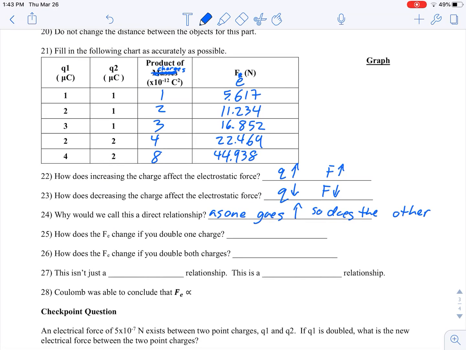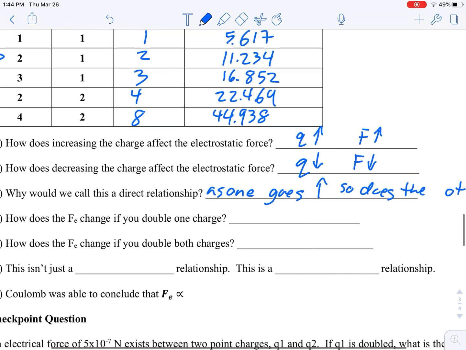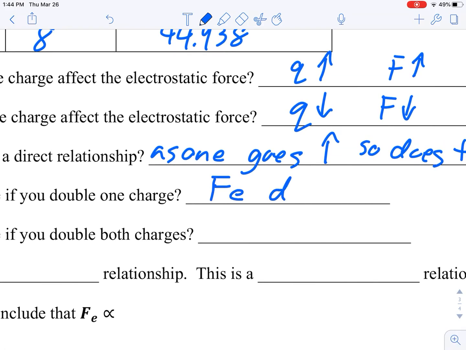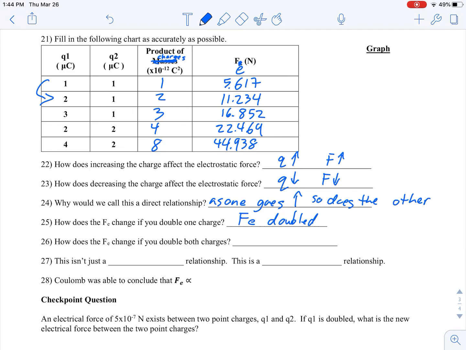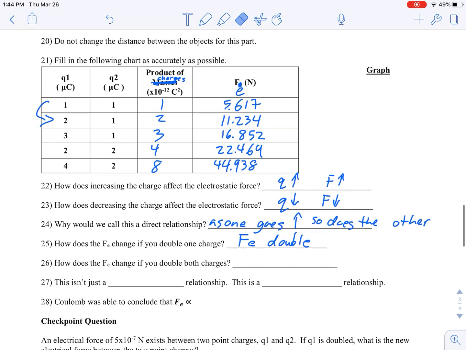So what happens to the electrostatic force when you double one charge? So that would be like going from here to here, right? You're only doubling one of the charges in that case. And you could tell right there from 5.6 to 11.2 that the force doubled. All right. And what happens if you double both charges? Well, that would be like going from here to here, you're doubling both charges. And there you could tell without doing math, electrostatic force quadrupled.